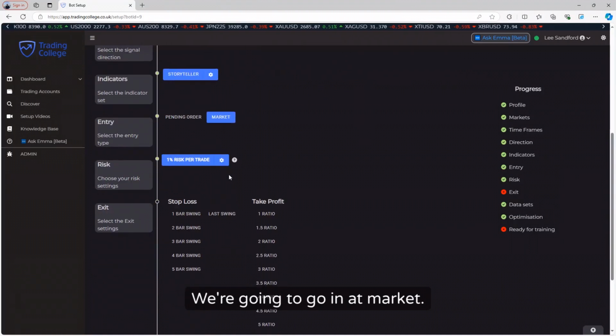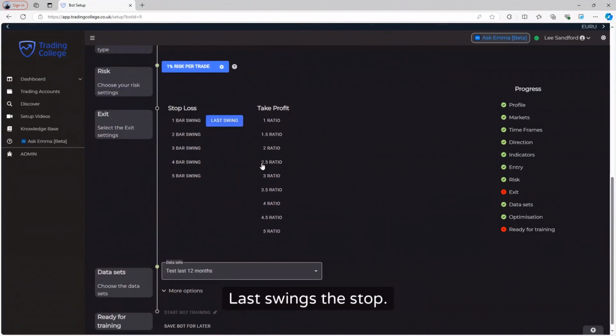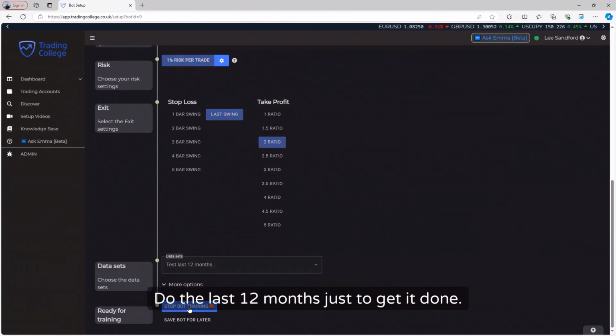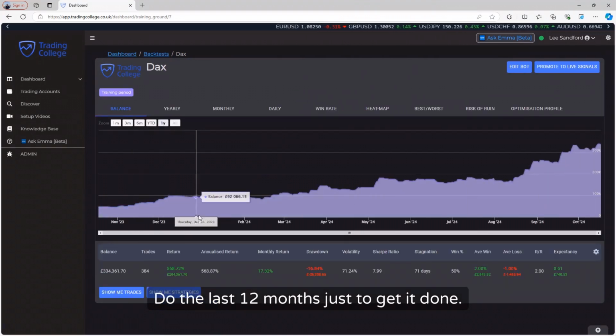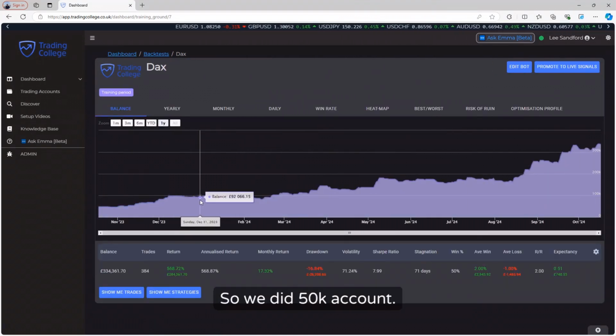We're going to go in at market, risk 1% per trade. Last swing's the stop. We'll do 2-to-1 risk reward. Do the last 12 months just to get it done. Okay, oh, this is good. This is good. So we did 50k account.